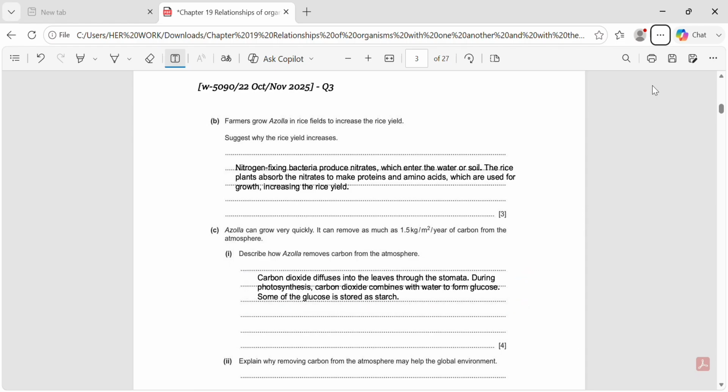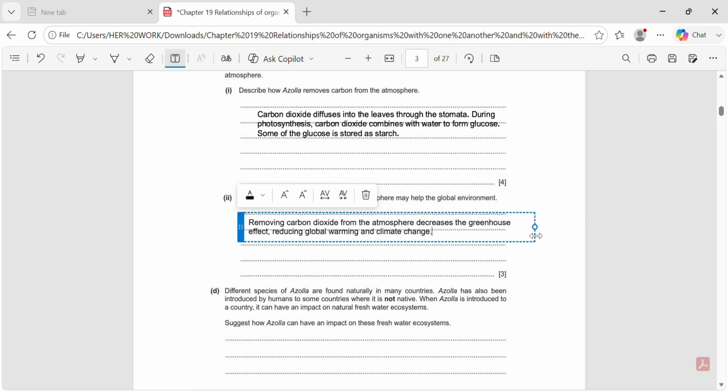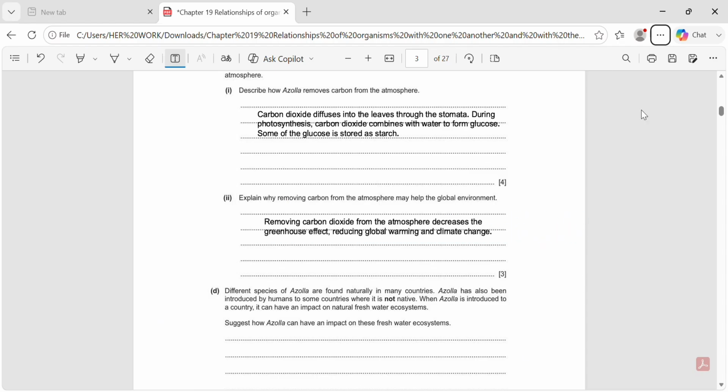Part 2 then asks, explain why removing carbon from the atmosphere may help the global environment. Since carbon dioxide is a greenhouse gas, removing it from the atmosphere reduces its concentration. This decreases the greenhouse effect, which in turn helps reduce global warming and climate change. So the answer we write is, removing carbon dioxide from the atmosphere decreases the greenhouse effect, reducing global warming and climate change.